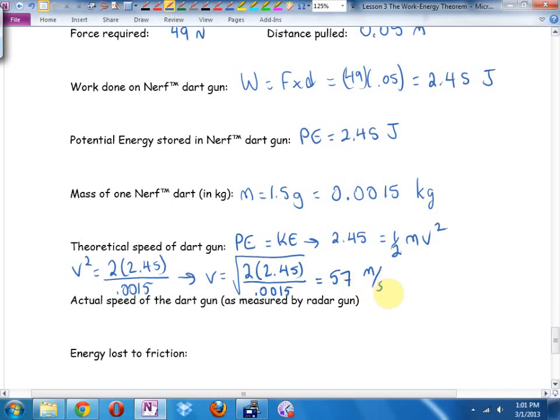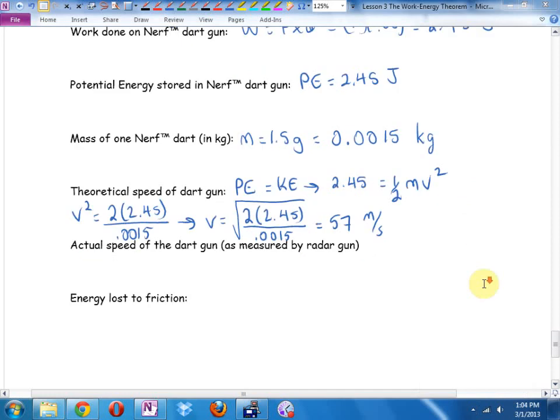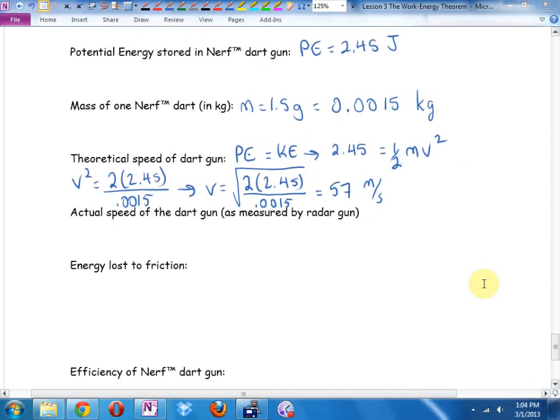You've seen my Nerf dart gun. Do you think it's going 57 meters per second? Oh, no. Higher or lower, do you think? Let's find out. So the actual speed as measured with my radar gun, v was 50 kilometers per hour. How many meters per second? How do I go from kilometers per hour to meters per second? Okay, so what is that? 14 meters per second? Roughly, I think it's 13 point something. But 14, we'll go with 14 because we're being very rough.